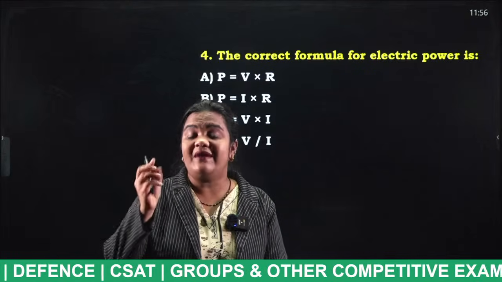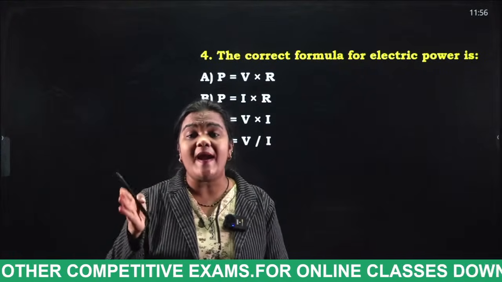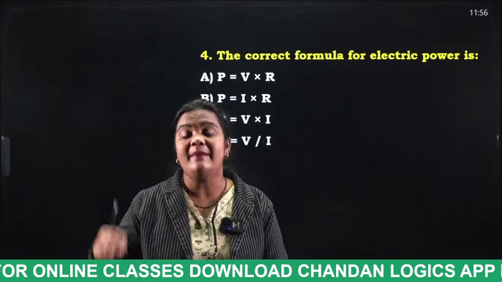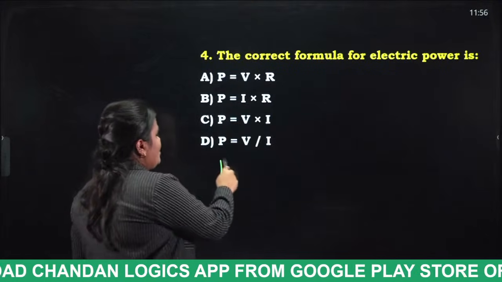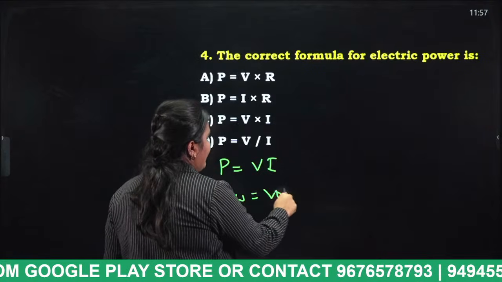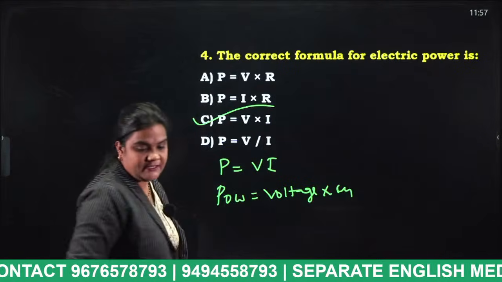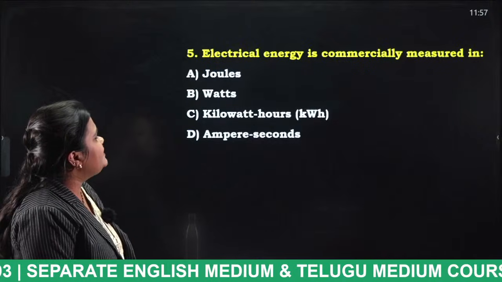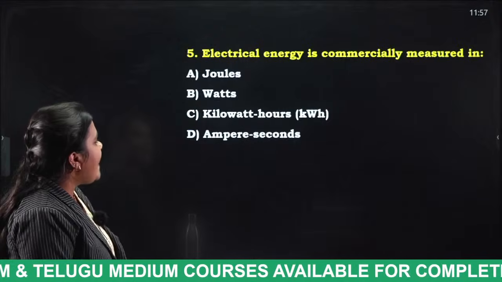Okay. For smaller quantities the electric power is measured in watts, for larger quantities in either kilowatts or megawatts. Yes, P is equal to VI. That means power is equal to voltage into current. Option C. Okay. Next, electrical energy is commercially measured in joules, watts, kilowatt hours, ampere seconds.